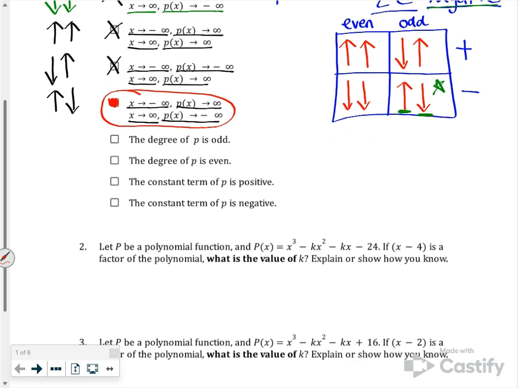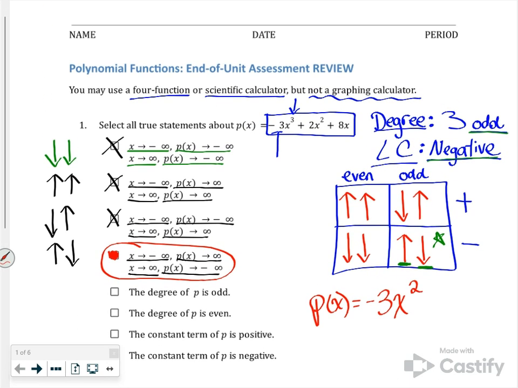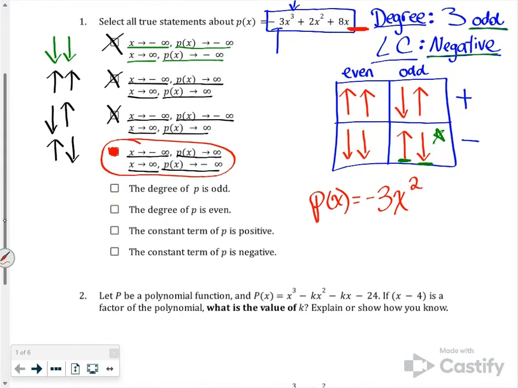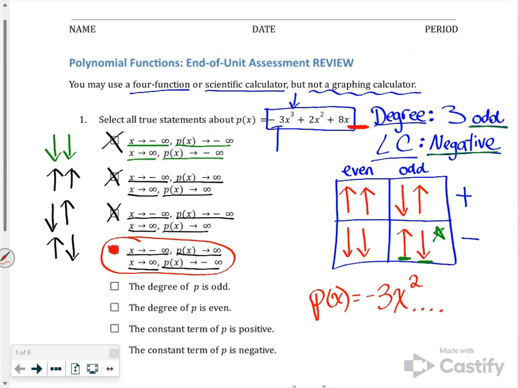So let's remember that P of x had a leading term of negative 3x cubed. Also, an important thing to notice is that there was no number at the end of this, so technically the constant is 0. So we know that this function was negative 3x cubed. Then we had some more terms.